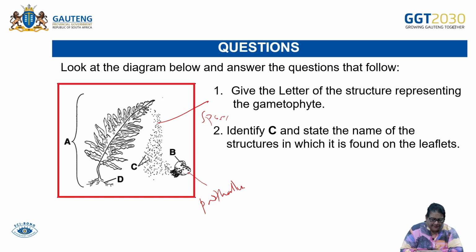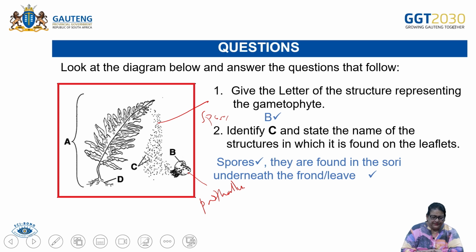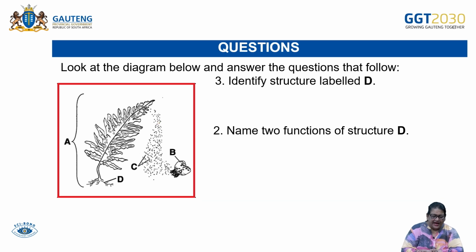Identify structure C and state the name of the structure in which it is found on the leaflets. What is structure C? It's your spores, and they are found in the sorus underneath the leaves. Okay. Identify structure D. What is D? It is the adventitious roots. Remember, the fern comes from a rhizome, which gives rise to adventitious roots. So structure D is your adventitious roots.